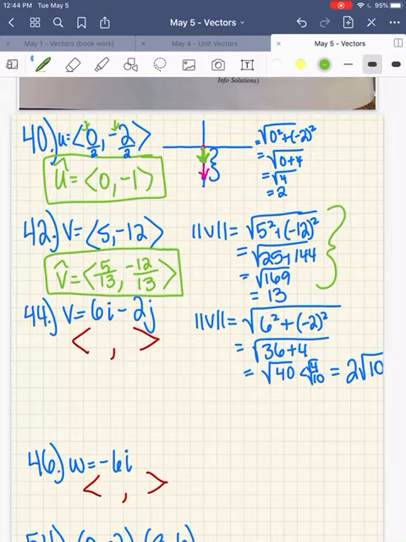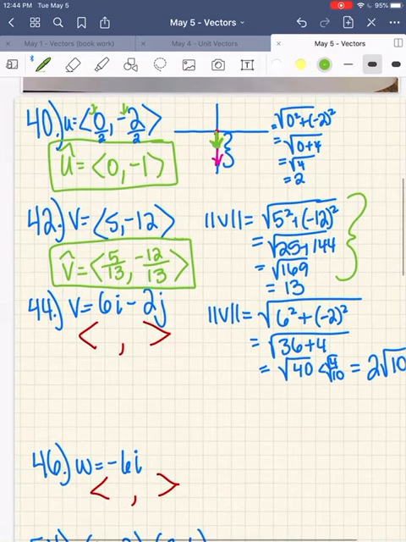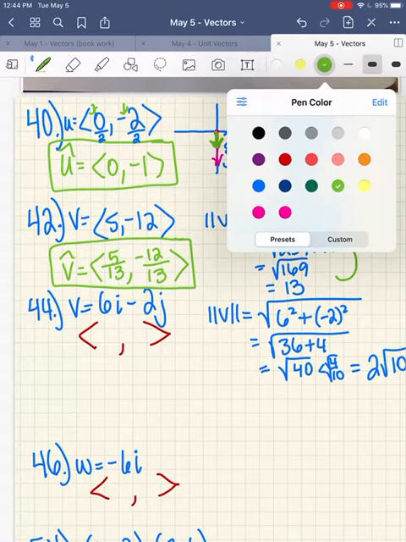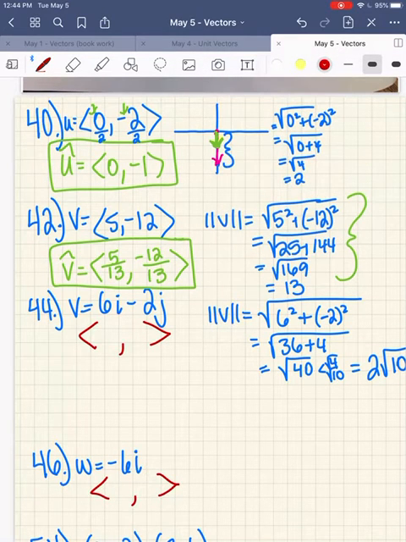All right. So let's do it together with 44. Now 44 is in i j form instead of component form. So we need to put it in component form first. It'll make it a lot easier for us. So remember, this is just basically your x, and this is just basically your y. And then we have to put a negative here with the 2, because the 2 is negative in that. So you just take away the i and the j, and you put it right into component form.